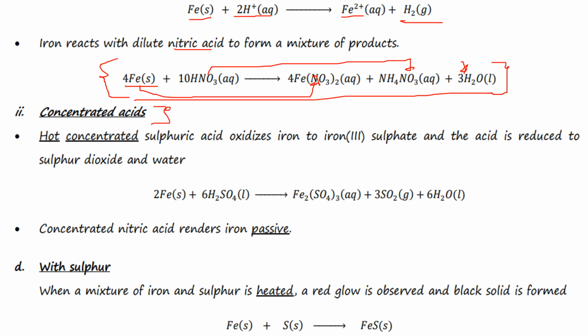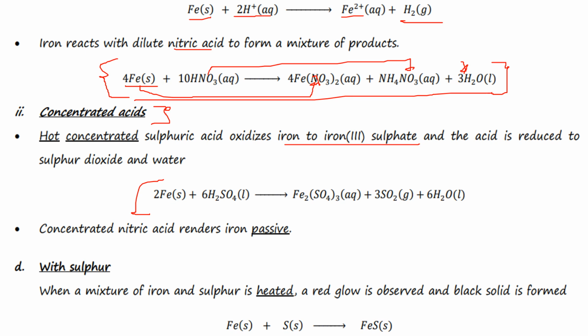Now proceeding, we are going to look at the reaction of iron together with concentrated acids. Now I'm going to say that hot concentrated sulfuric acid, remember that I told you when sulfuric acid is hot and concentrated, it acts as an oxidizing agent. So the condition here for this equation is that hot concentrated sulfuric acid is going to oxidize our iron to iron III sulfate. Now remember that we didn't oxidize it to iron II sulfate because iron III sulfate is the most stable as compared to iron II sulfate.